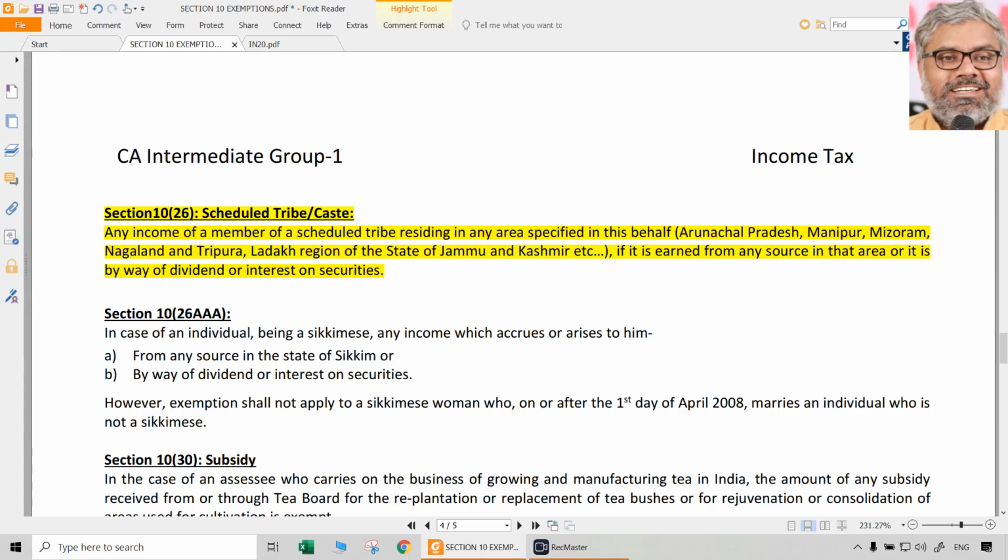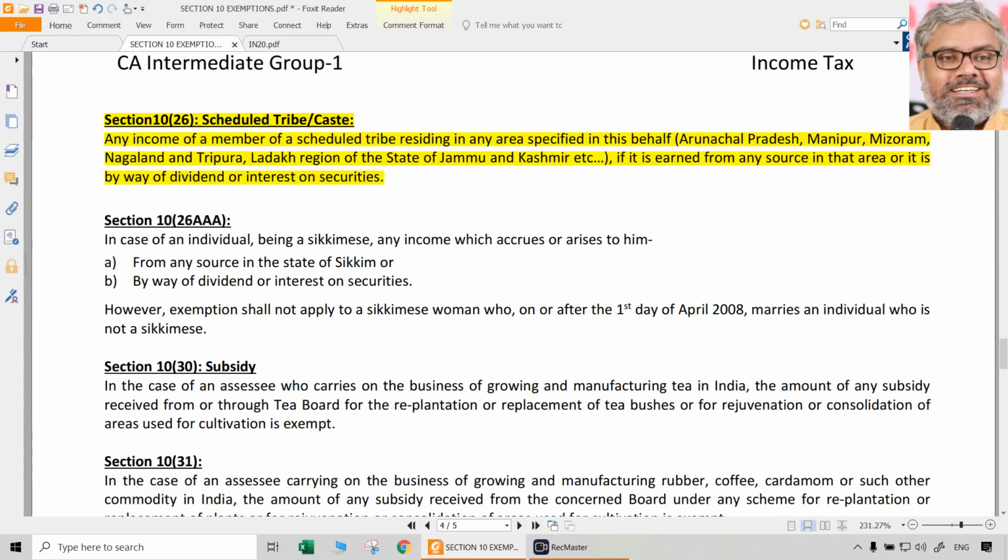Or even if they earned income by way of dividend or interest on securities, still that will be exempt. That is another special exemption under section 10(26). Particularly for the northeastern states and the Ladakh region of Jammu and Kashmir, to which this exemption is granted, that too for members of scheduled castes or scheduled tribes.